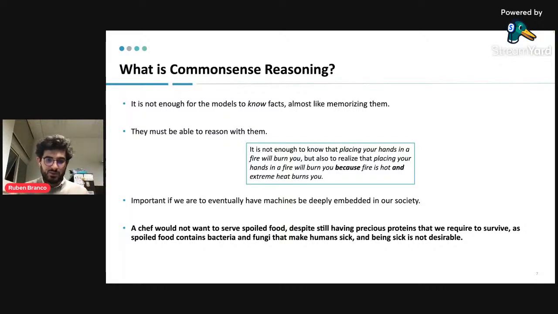And a machine or a model should know these things, such that yes, it has precious proteins that we require to survive, but if it did not know that we do not like being sick and that actually this kind of food makes us sick, then maybe it would serve it to us, and we don't want that.